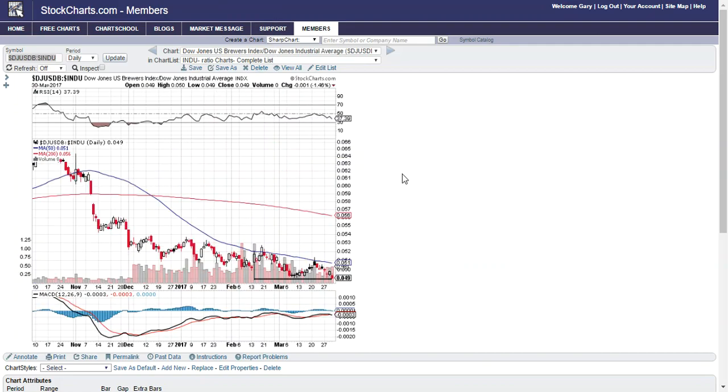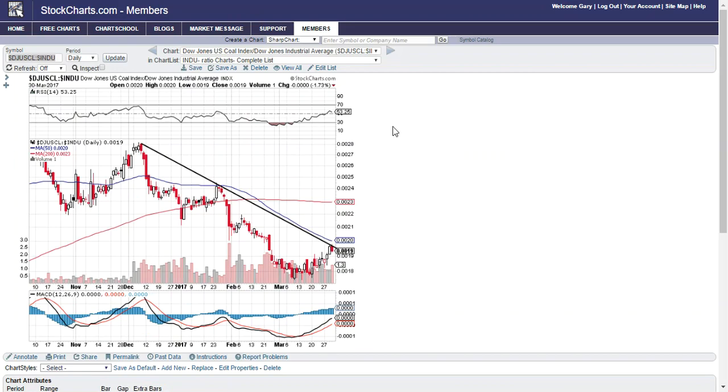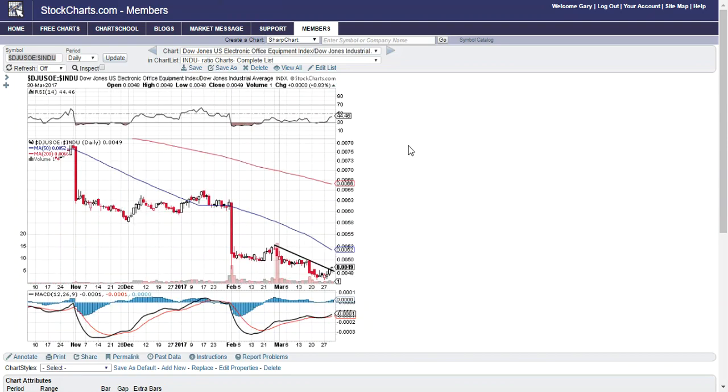Brewers, like your beer brewers and stuff, are back to lows here, suggesting that we're probably going to get lower prices in the brewery space, like Budweiser. The coal index, we came right off trend line resistance as of today, so just keep this one on watch. Our MACD does suggest we might see some higher prices here, but might need a little break. Our electronic office equipment index is at a low, not much volume in this sector, but it does look like we're putting in a little cup formation.